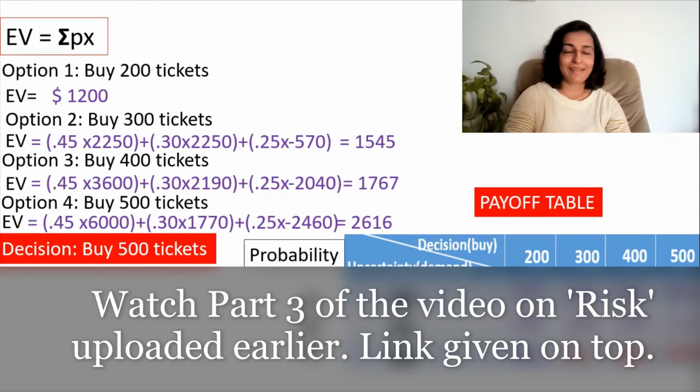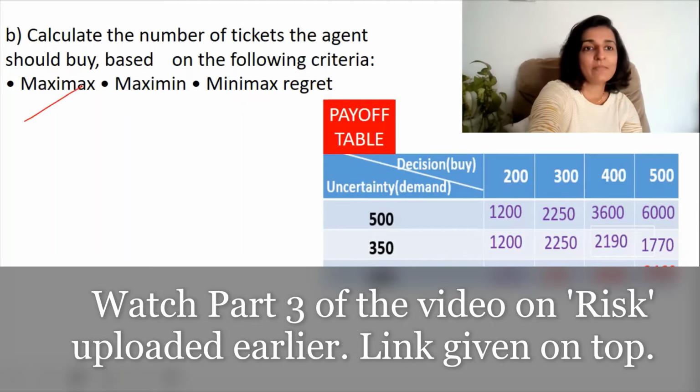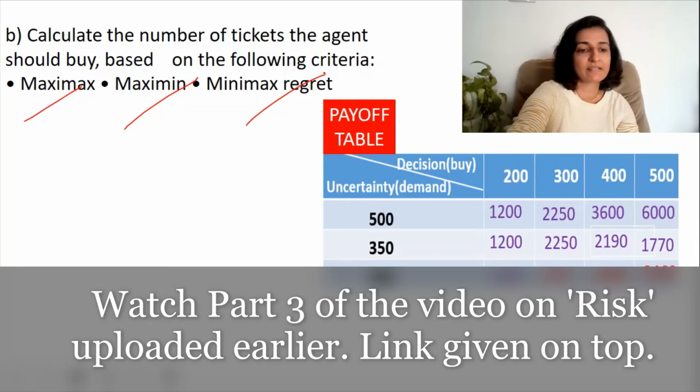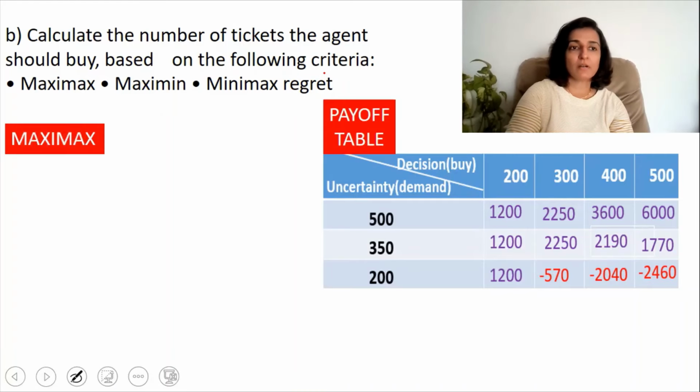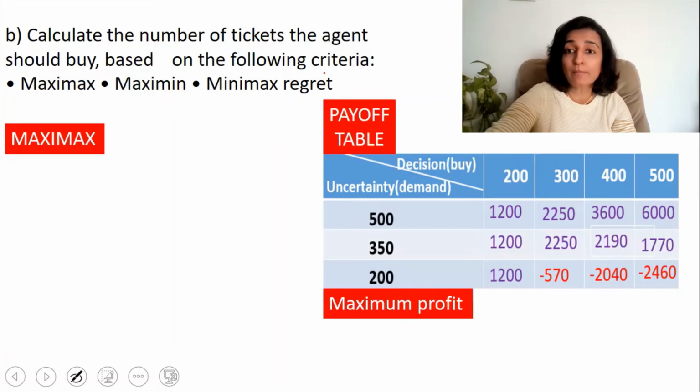Now let's go to the second part of the question. Calculate the number of tickets according to Maximax, Maximin, and Minimax regret. So we will first adopt the Maximax approach. And under Maximax approach, we've already seen in the previous class, that is, it is maximum of maximum. So first we will choose the maximum profit of all these decisions.